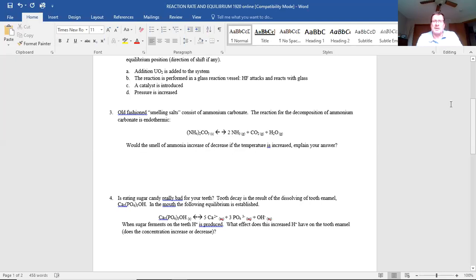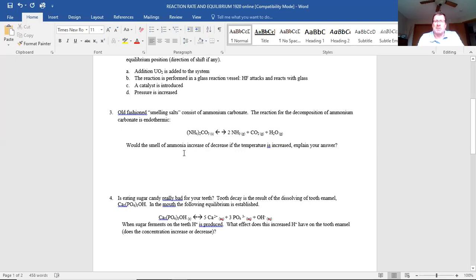Old-fashioned smelling salts consist of ammonium carbonate. You should know that by reading now. And it decomposes, and it's endothermic, which means the heat's going to be on the reactant side with the ammonium carbonate. That's the whole point. That was the key part of the question to see if you remember what endothermic and exothermic was. The heat's on this side.